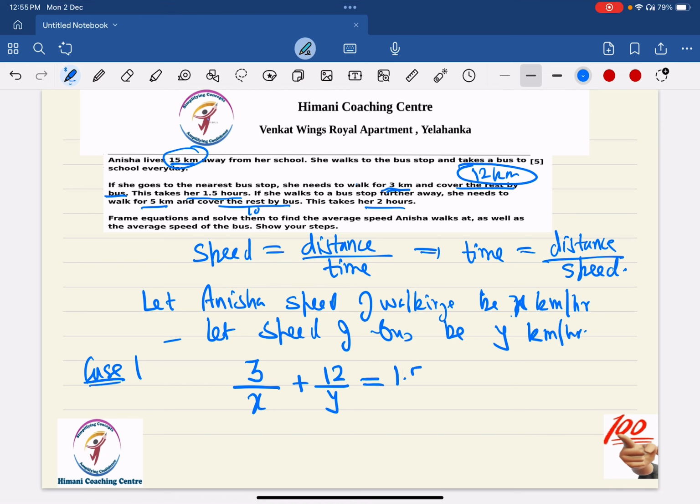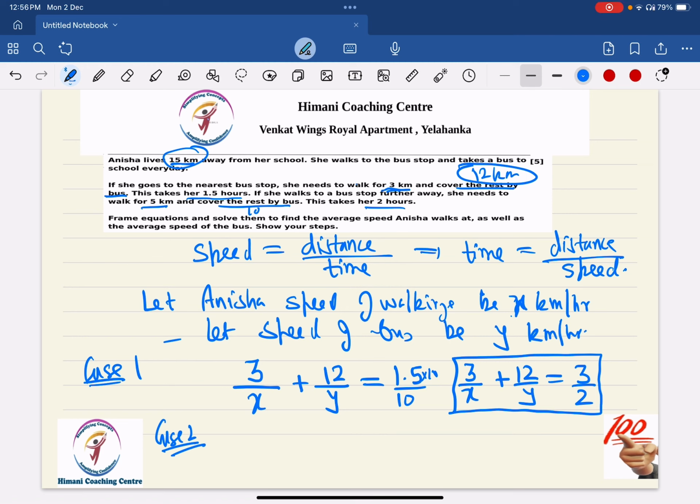is equal to 1.5. So we can write this down as 3 by x plus 12 by y equals, in order to remove the decimal, I will just multiply both by 10. So 15 by 10, which is 3 by 2. So that is our first equation. Now let us look at case 2.